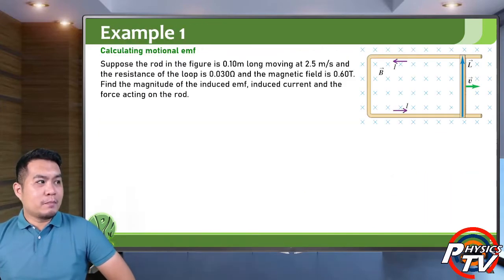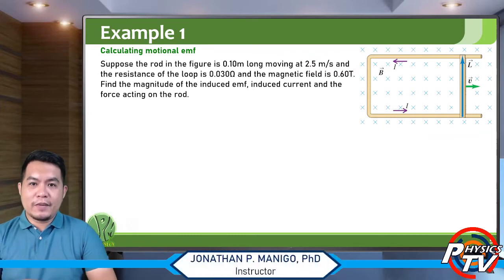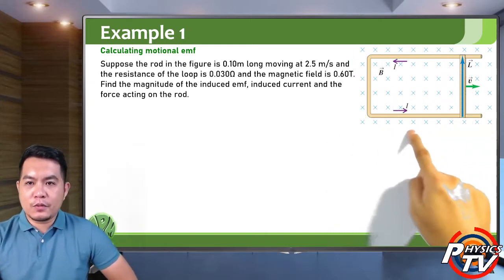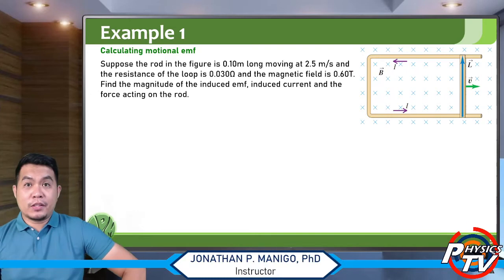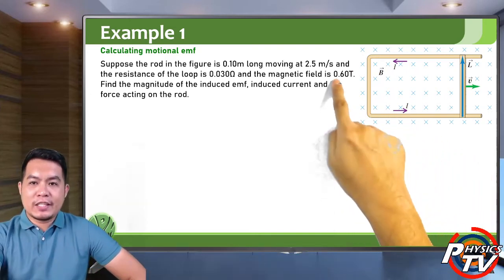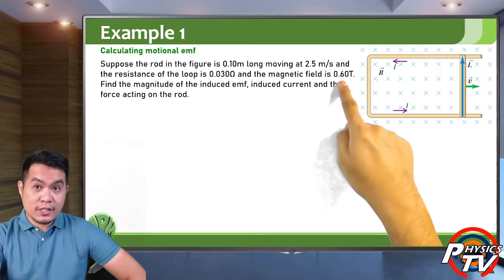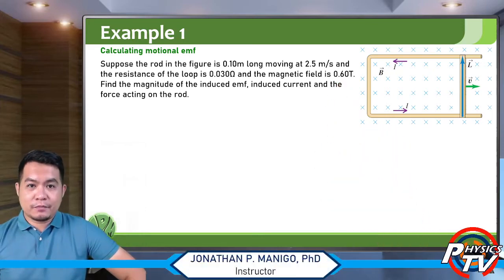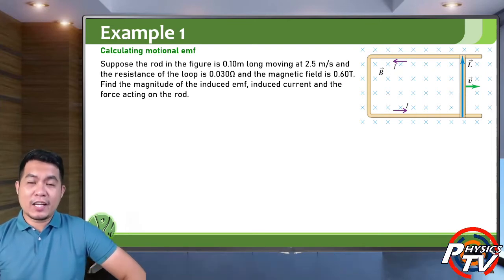So let's have this example. Suppose the rod in the figure is 0.10 meters long, moving at 2.5 meters per second, and the resistance of the loop formed, the closed loop here, is 0.030 ohms. The magnetic field is into the page, constant and uniform, with a value of 0.60 Tesla. Find the magnitude of the induced EMF, the induced current, and the force acting on the rod.